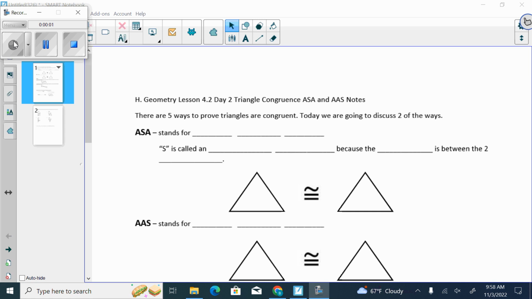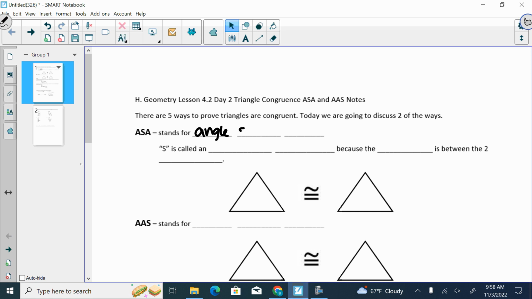The first one that we're adding is ASA. Any guesses what that stands for? Okay. Alright, and similar to side angle side, this one has something in the middle, right? So your S is going to be an included side.